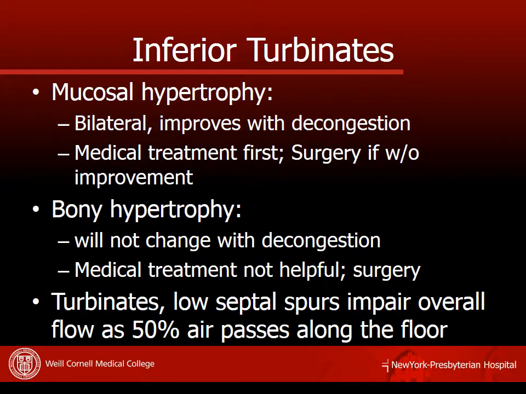With inferior turbinates, you can define the hypertrophy in either the mucosal portion of the inferior turbinate or in the bone. In mucosal hypertrophy, it typically is bilateral and it improves with decongestion. This affects our ideas for treatment. So for mucosal hypertrophy, you would want to treat the patient medically first and surgery if there is no improvement.